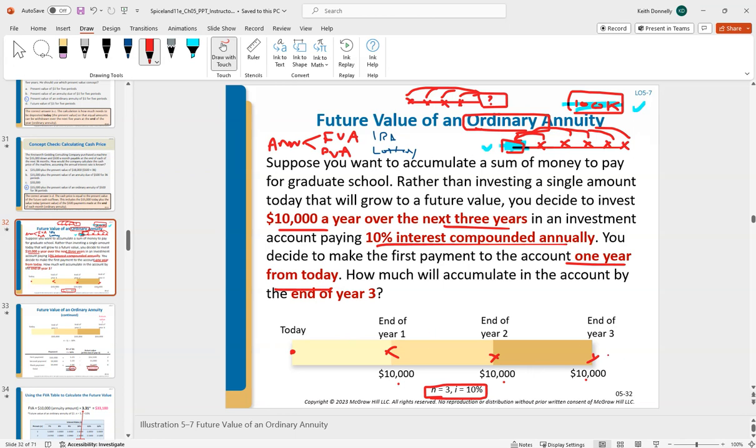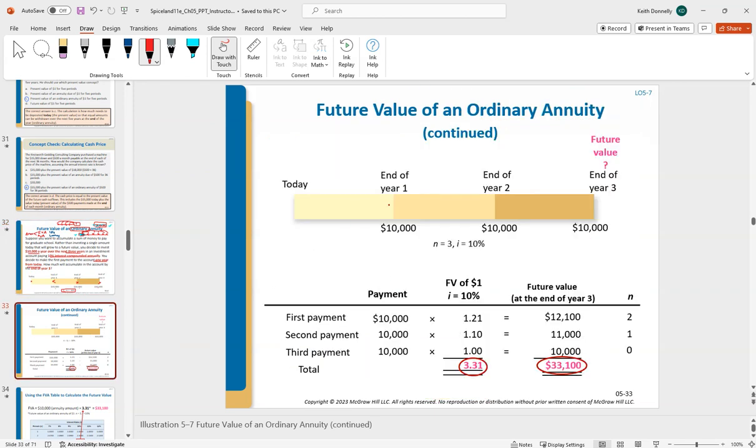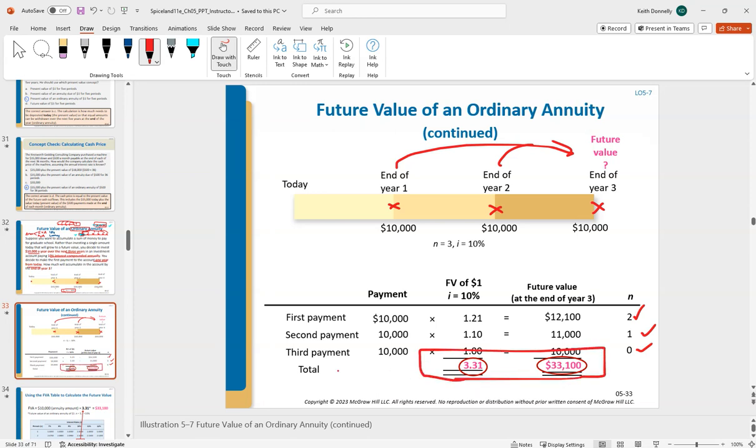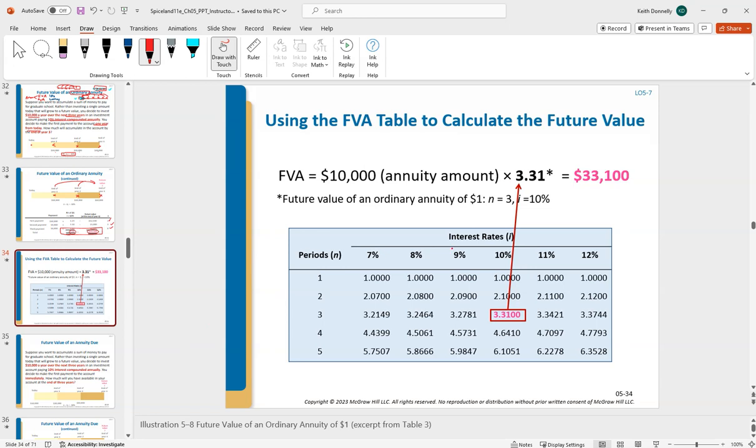How do we figure out what this account is worth in the future? Well, one way you could do it is to figure out what each one of these payments is worth in the future. So the first payment, the second payment, the third payment, and then add them together. You can see it's a 3.31 factor there, and it's worth 33,000. The other, easier way would be to use the table. And the idea with this is, it's 10%, 3 periods.